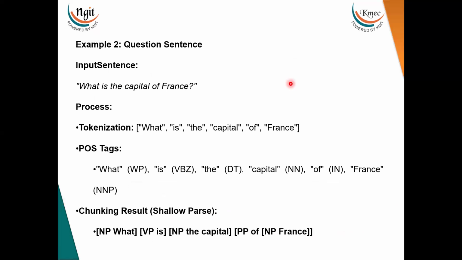And let us see another example too. That's a question sentence. The input sentence is "What is the capital of France?" The same principle applies here. We had discussed the process of shallow parsing: first we do tokenization. So we apply tokenization on "What is the capital of France." What is one token, is another token, the is another token, capital, of, France. All these are tokens. Then we assign the tags for each particular token. So various tags have been assigned here. You can look at this.